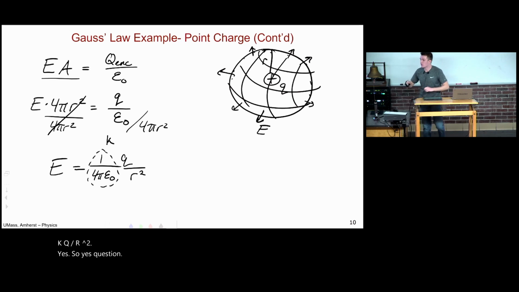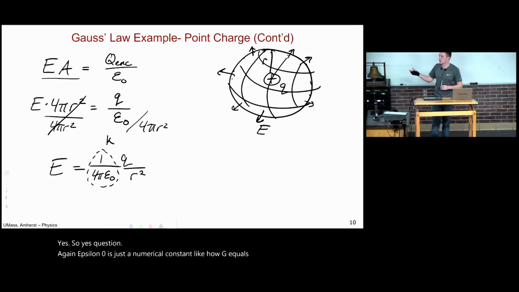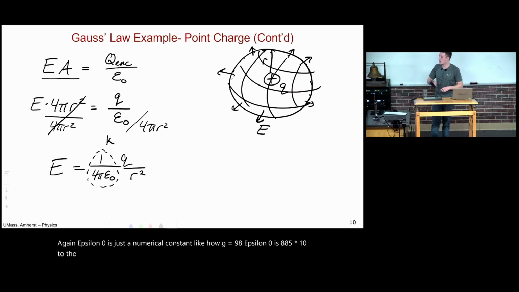Again, epsilon 0 is just a numerical constant, like how g equals 9.8. Epsilon 0 is 8.85 times 10 to the negative 12. Another question, yes.